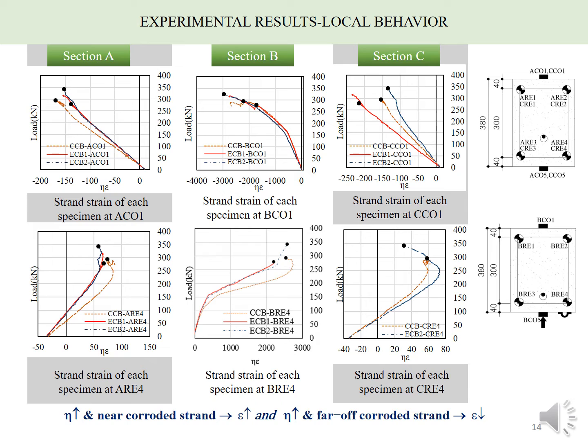So as a result, it showed that when the amount of section loss is increased and the strain measurement is located near the corroded strand, it results in larger strain development. And when the amount of section loss is increased and the strain measurement location is far from the corroded strands, it results in smaller strain development.